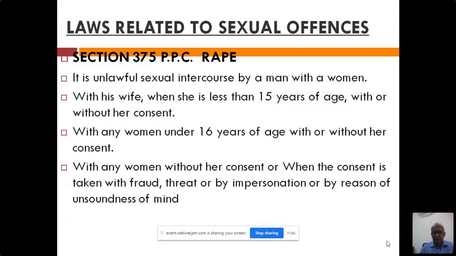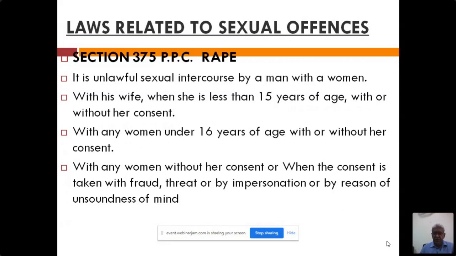if the sexual activity is done by a male with a female, if this female is even his wife, but her age is less than 15 years, and even if the sexual intercourse is being done with or without her consent, that would be considered to be a rape. Similarly, in the second condition, when the age of the woman is less than 16 years, even if she is not his wife, and activity is being done with or without the consent, this would be considered to be a rape.